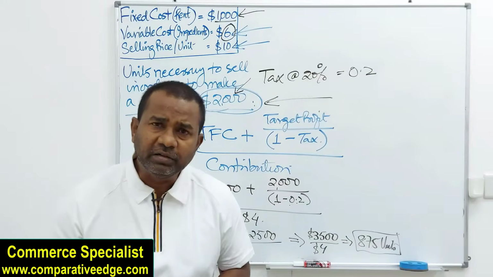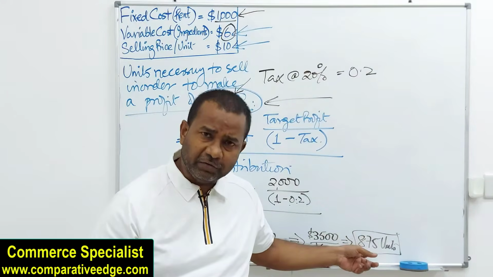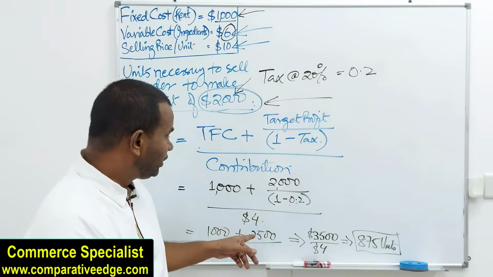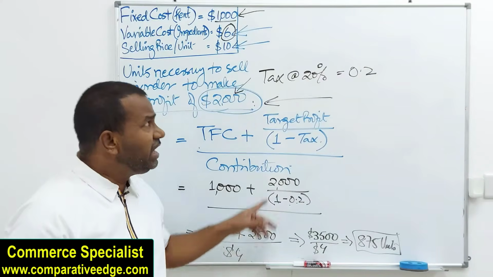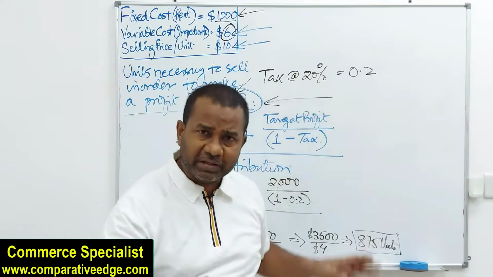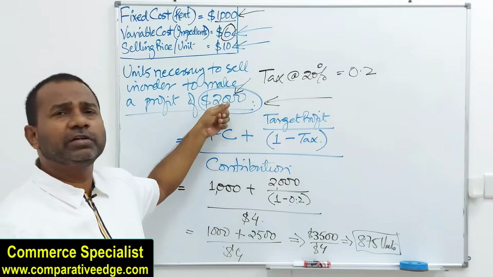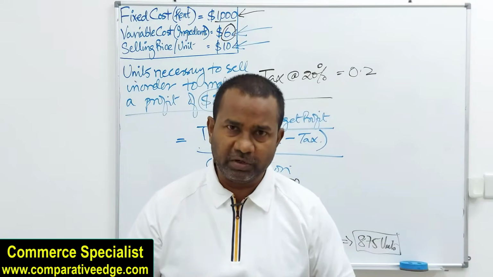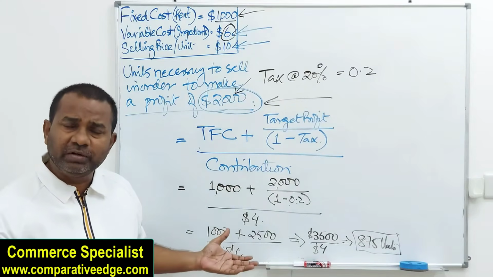What does this mean? This means if you sell 875 units, you will make a profit of 2,500. From this 2,500, even if you pay 20% tax, after paying tax, you will be left with net 2,000, which you can repay to anybody as per commitment. I hope you have understood the tax element.